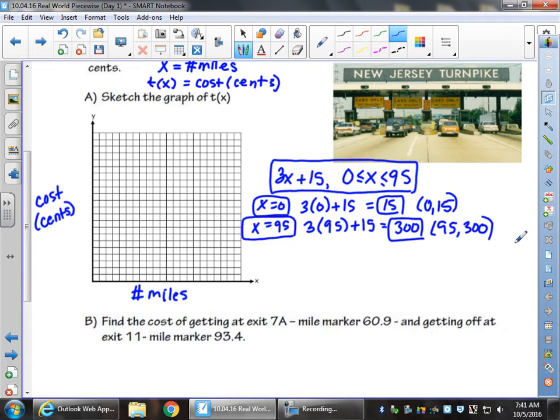Let me know if our points match. Three times 0 is 0 plus 15. We good? Okay. Questions? Yes. We'll see. Good question. Her question is, should we go up to 300? We should finish finding all of our points first, and then we'll have a solid idea of what our axes need to be.